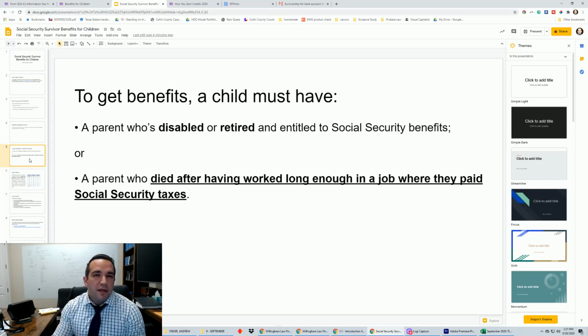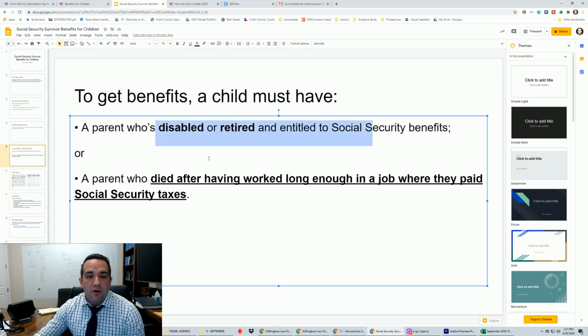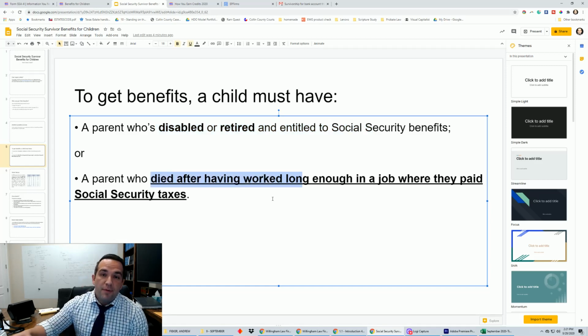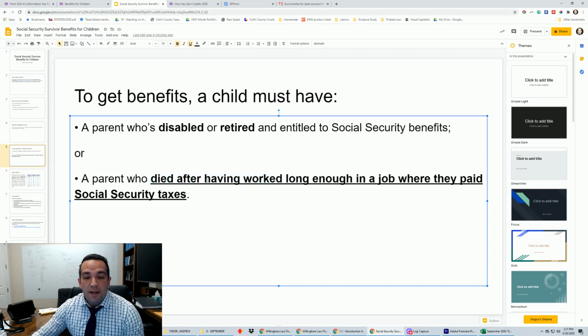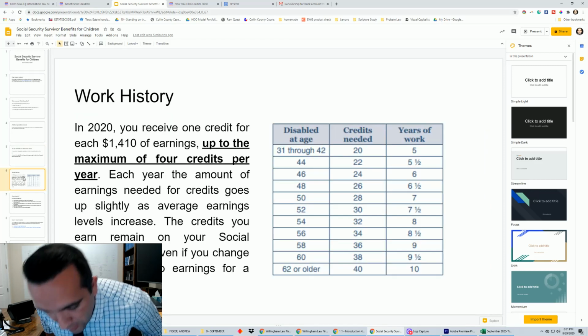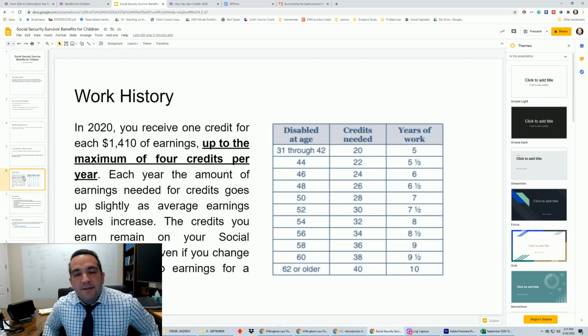But you're going to want to gather some documents together. I'm not going to worry about applying for disabled or retired benefits in this video. I'm going after, if a parent passes away, or a grandparent or somebody else, having worked long enough, whether we can get their Social Security. All right. So first off, what does working long enough mean? We need some work history.